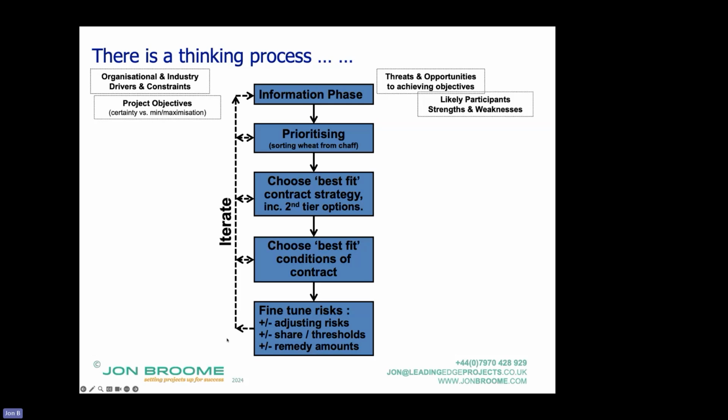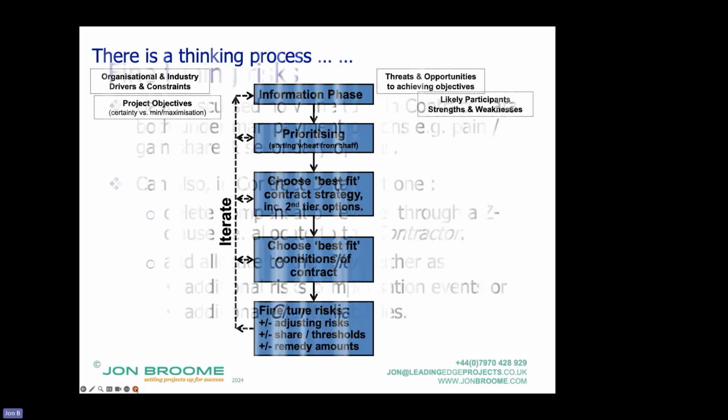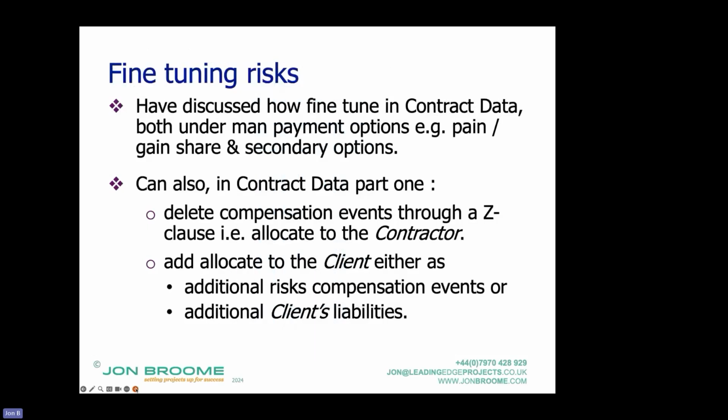And the last one is just on adjusting risks. And that is where you can add or delete compensation events. So you can delete compensation events through the Z clauses in the contract. And if it's not a compensation event, then it's a contractor risk. It's within the prices. You can add or allocate a risk to the client, either as additional compensation events or as additional client's liabilities in the contract data part 1.